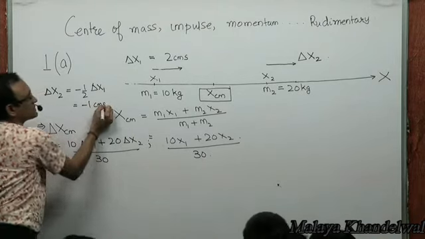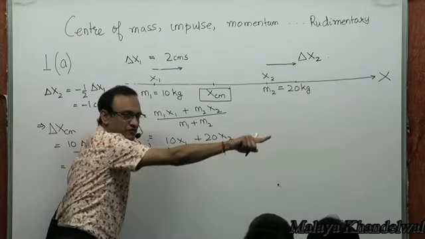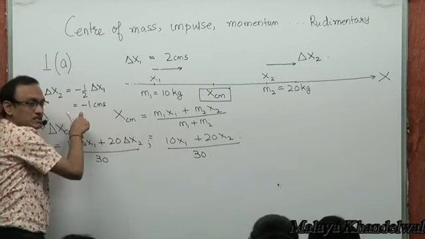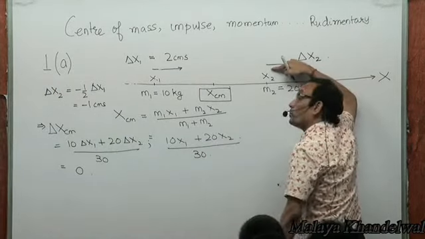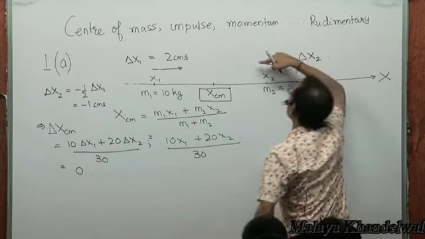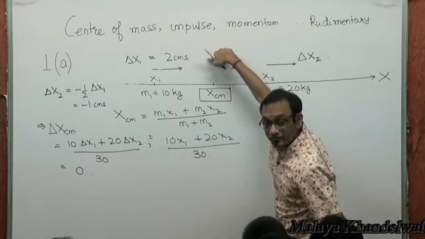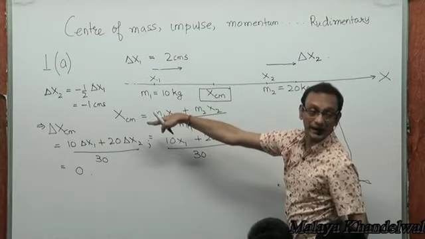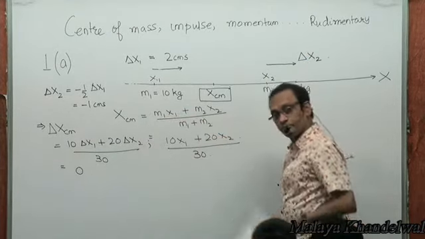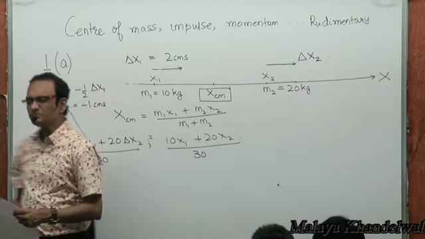Now what it means is that if the rightward shift is positive, leftward shift is negative. That means m2 must be moved by minus 1 centimeter to the right. That means 1 centimeter to the left. m2 is moved by 1 centimeter to the left. This is what the minus sign means, right? Clear?